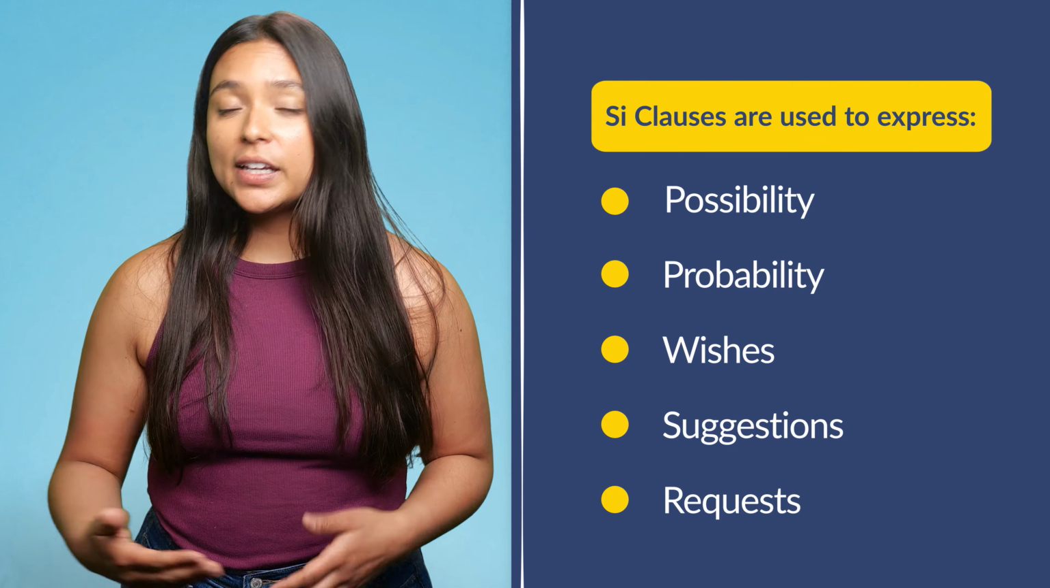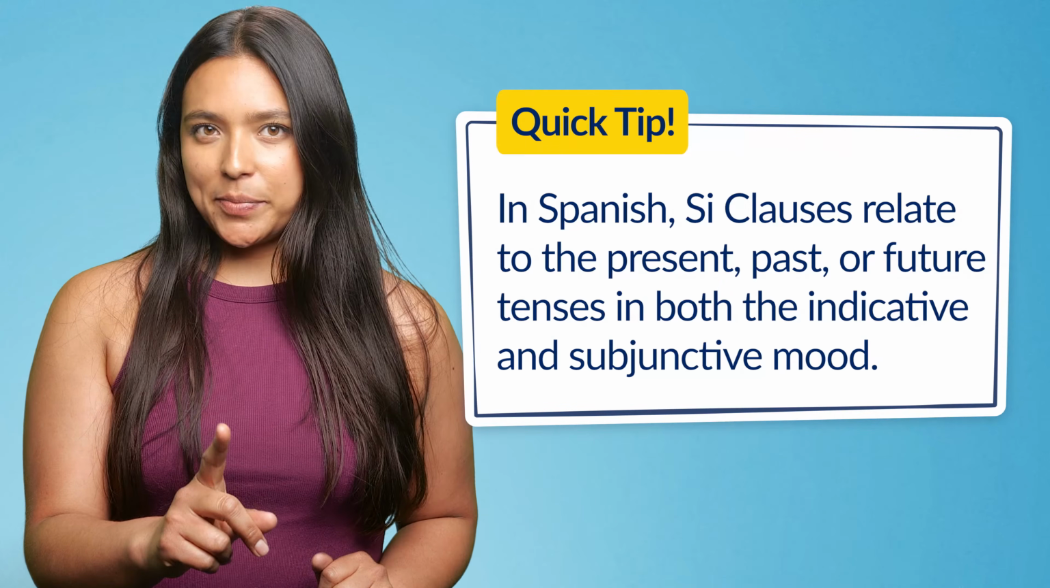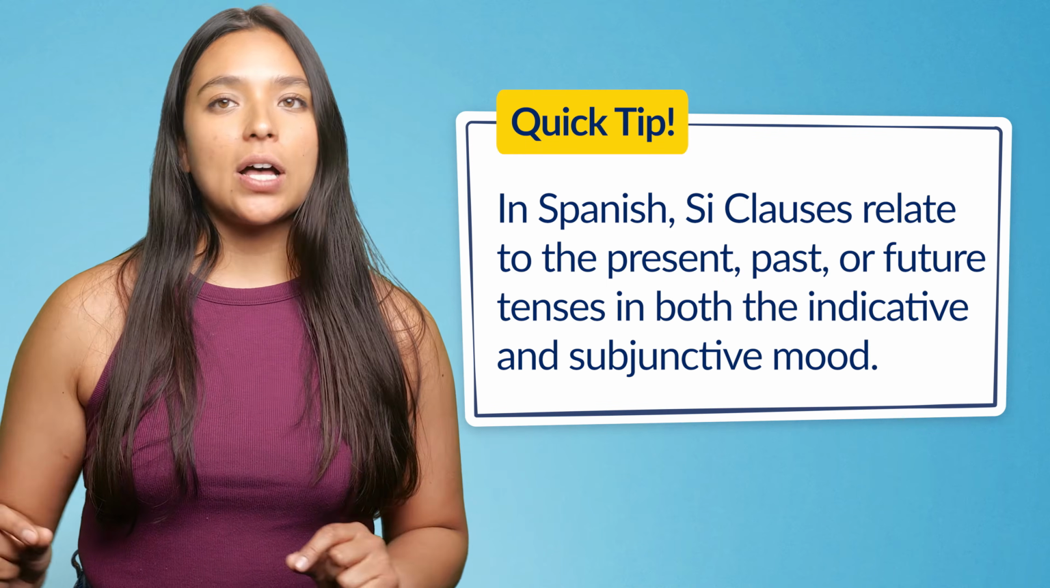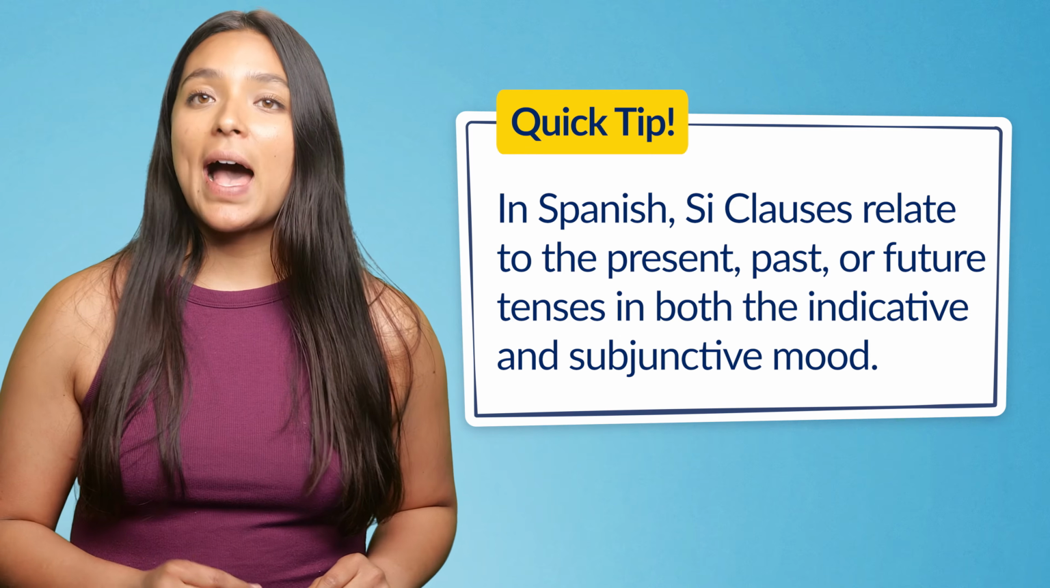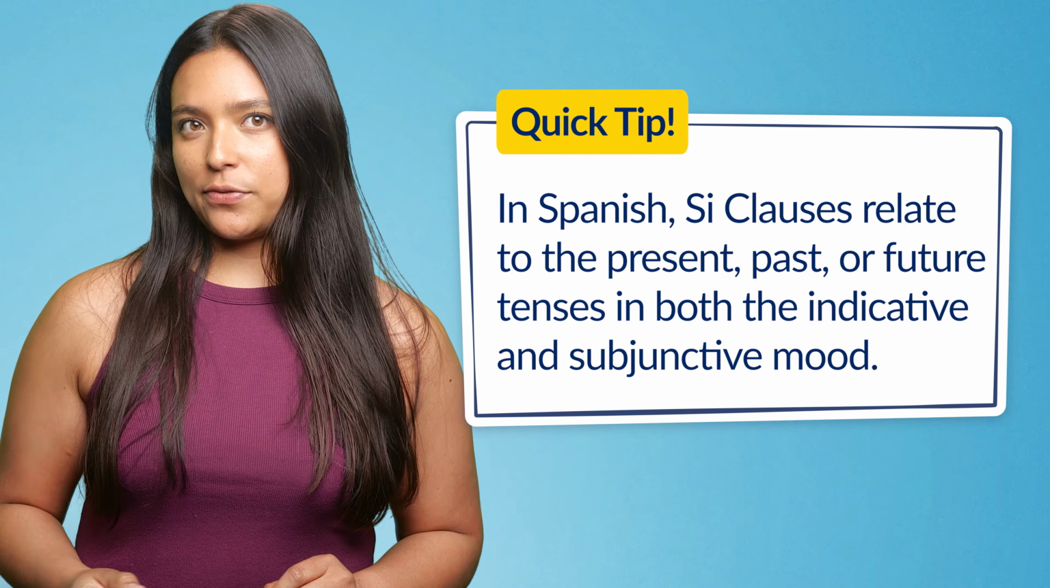As you can see, si clauses express hypothetical situations such as a possibility, probability, wishes, suggestions, and requests. Now, here's a quick tip. In Spanish, si clauses relate to the present, past, or future tenses in both the indicative and subjunctive mood.